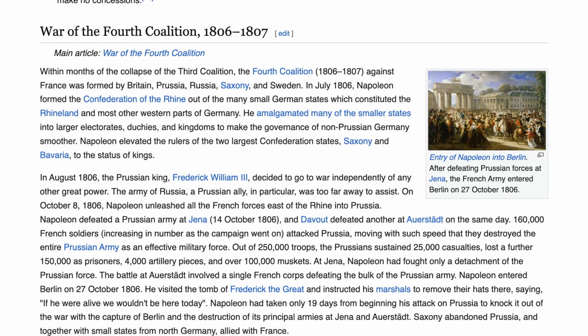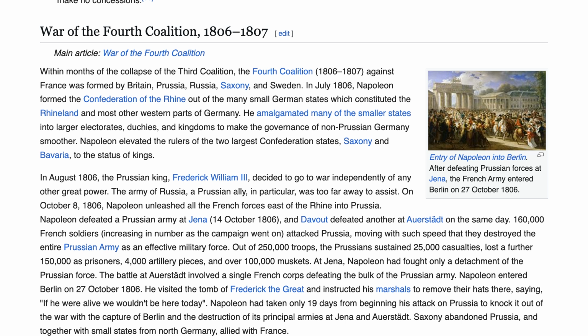Napoleon defeated a Prussian army at Jena, 14 October 1806, and Davout defeated another at Auerstadt on the same day. 160,000 French soldiers, increasing in number as the campaign went on, attacked Prussia, moving with such speed that they destroyed the entire Prussian army as an effective military force. Out of 250,000 troops, the Prussians sustained 25,000 casualties, lost a further 150,000 as prisoners, 4,000 artillery pieces, and over 100,000 muskets. At Jena, Napoleon had fought only a detachment of the Prussian force.